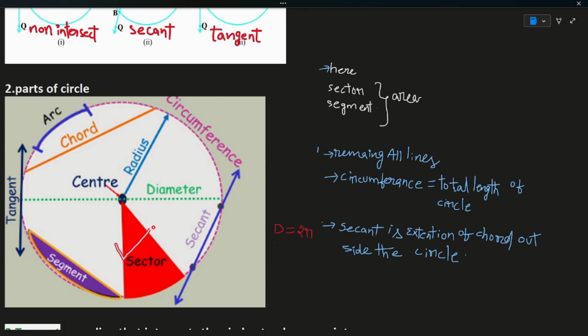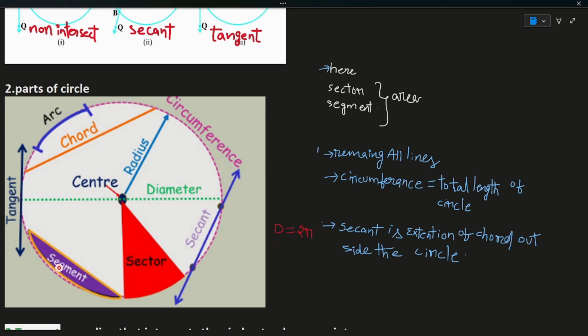Sector. What is a sector? A sector is two-dimensional, which has area. For example, the triangle area, not exactly a triangle, just imagine it as a triangle. This entire triangular area, I can call it a sector. Then coming to the segment.